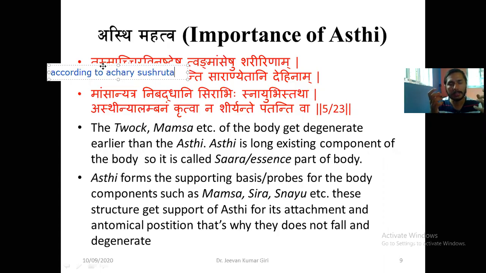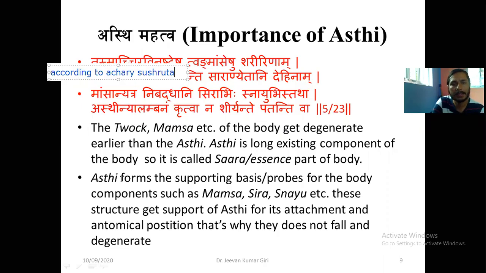The individual muscles will not exist in their anatomical form, or in their particular shape and size, isn't it? If there is no asthi, what will happen? There is no site for the attachment of the muscles, and there is no support for the vessels and nerves running along the body. So if there is no asthi, they will all fall down and degenerate.